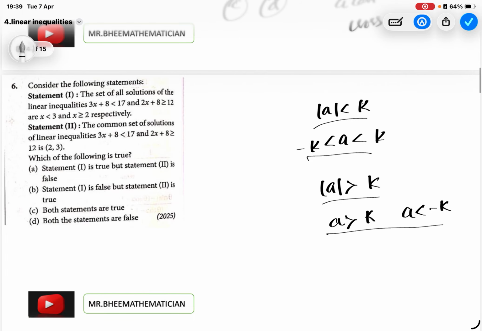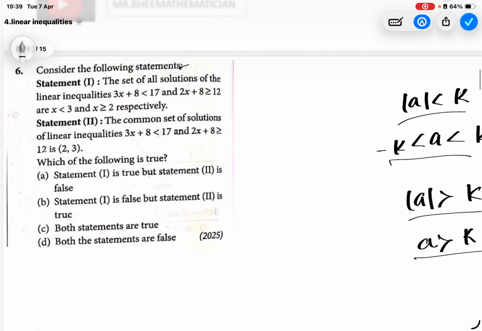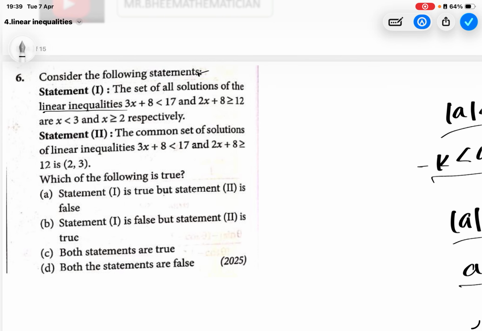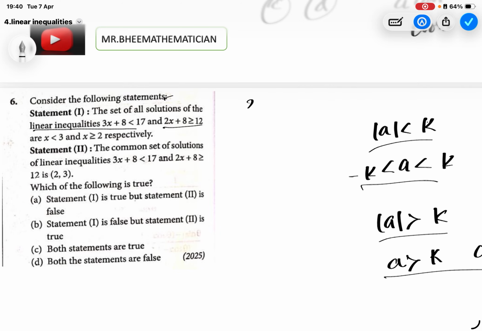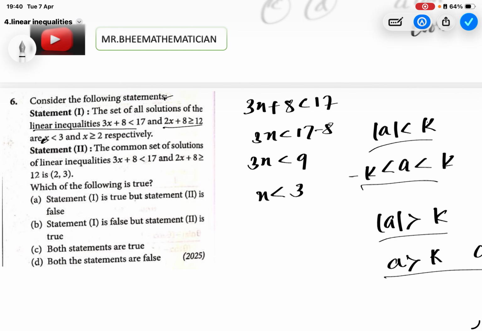And we can see the last year question, 2025 KCET. The question is, consider the following statements. Statement 1 is, the set of all solutions of the linear inequalities 3x plus 8 is less than 17, 2x plus 8 greater than or equal to 12, are x less than 3 and x greater than or equal to 2. For 3x plus 8 less than 17, 3x is less than 17 minus 8, which is 9, so x is less than 9 by 3, that is 3. Yes, it is correct.